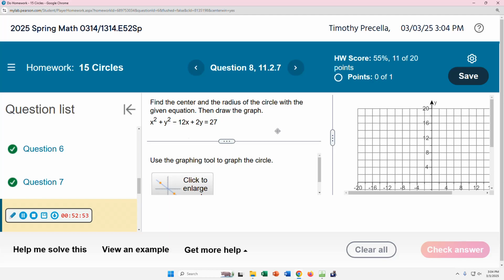We have an x squared plus y squared minus 12x plus 2y. Oh, they left the 27 on the right-hand side. That's fine. But it says find the center and radius. Well, it's easy to find that center and radius when it's written with those parentheses. So we're going to go backwards. We've got to write it with the parentheses now.